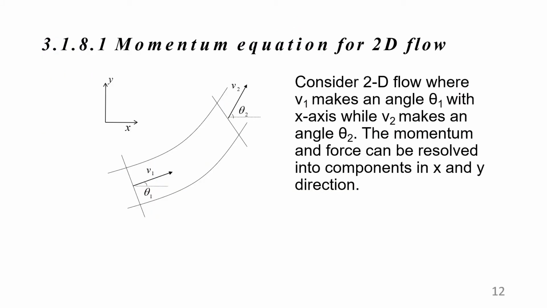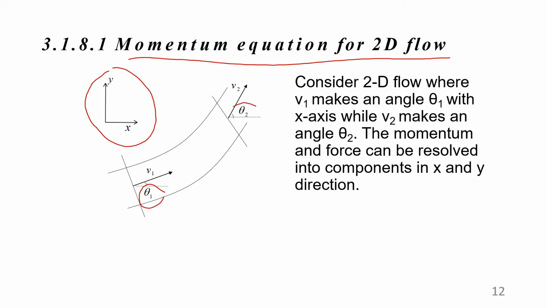Okay, then the next subtopic, which is 3.1.8.1, momentum equation for 2D flow. So this is the XY axis that we need to know. And then this is the flow of water. We have angle 1 and angle 2. So we consider 2D flow where velocity 1 makes a certain angle with the x-axis. So for V1 we consider it as the x-axis.